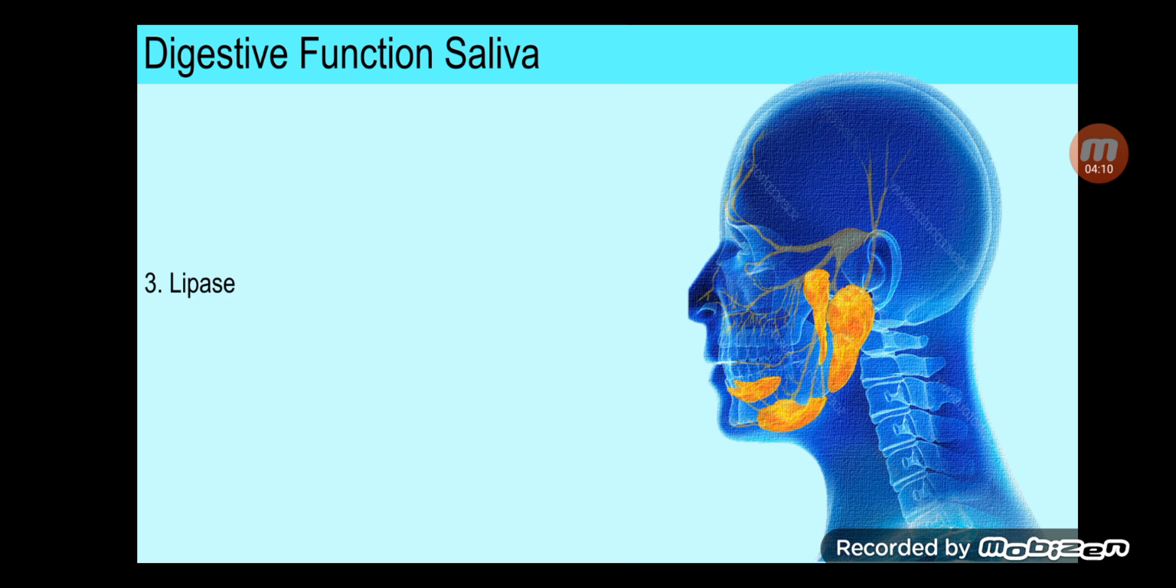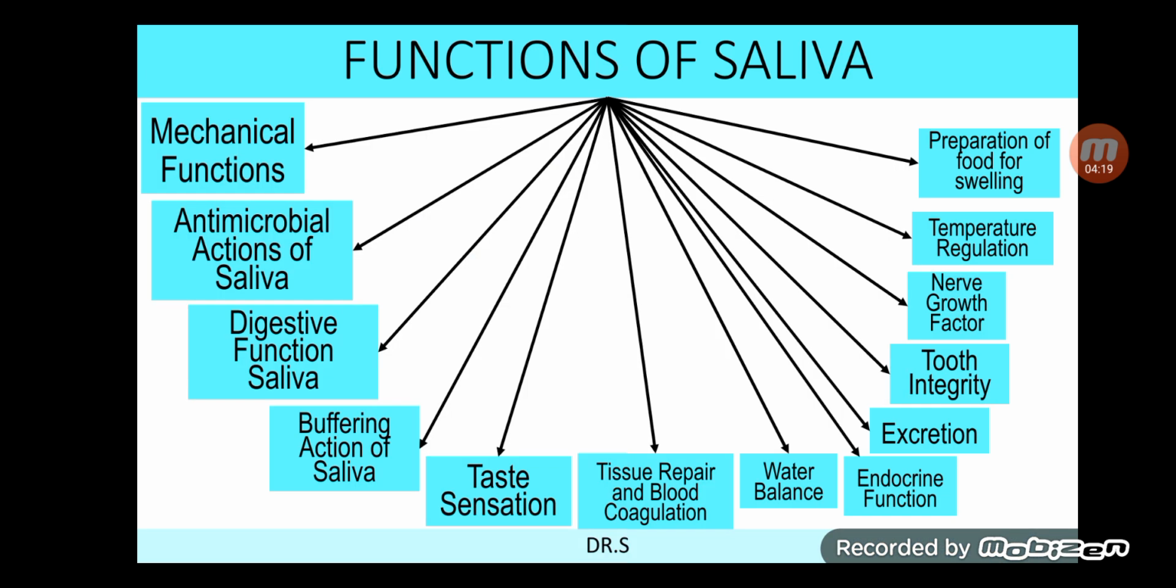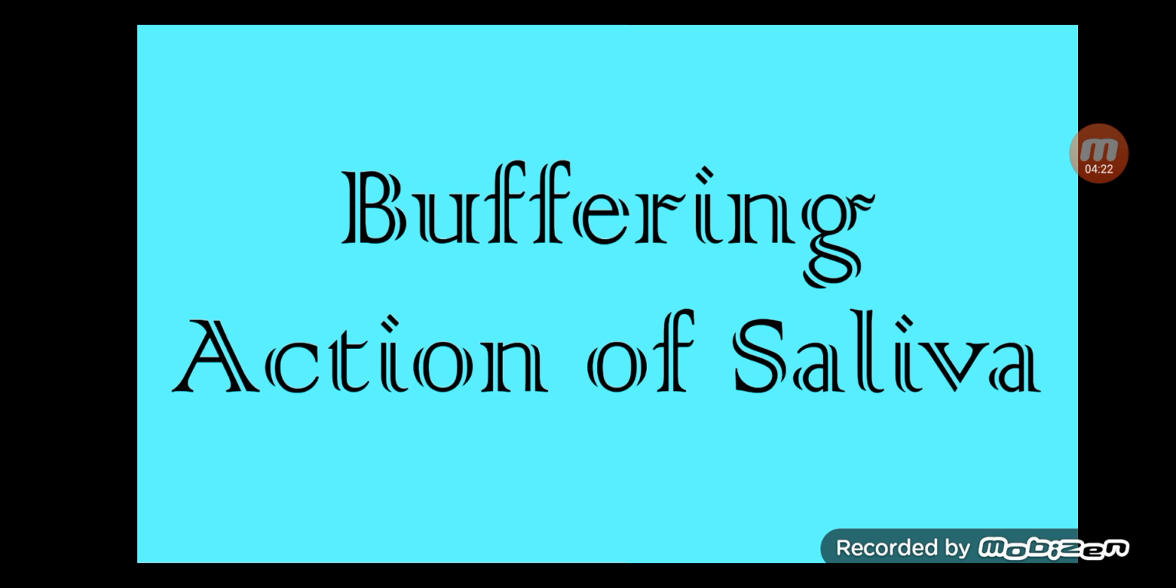glucose. More digestive function of saliva is because of lipase that is present in saliva and secreted by von Ebner's gland, and is most important in lipid digestion in newborns. Then we have the buffering action of saliva.